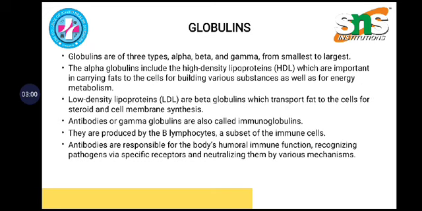Coming to globulins, they are of three types: alpha, beta and gamma. Alpha globulins include HDL, that is high density lipoproteins, which is the good cholesterol. Low density lipoproteins, LDL, is the bad cholesterol, which belongs to the beta globulins and transports fat to the cells. Antibodies, or gamma globulins, are also called immunoglobulins. They are mainly produced by B cells, a subset of immune cells, and are responsible for the body's humoral immune system, recognizing pathogens by various mechanisms.